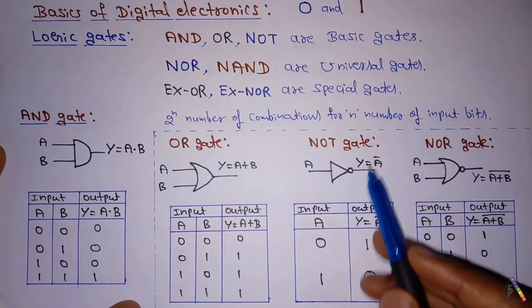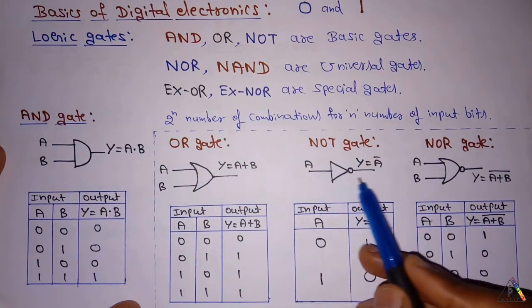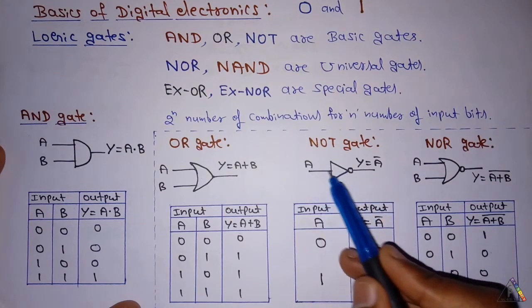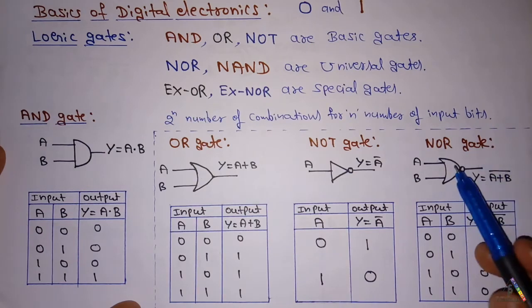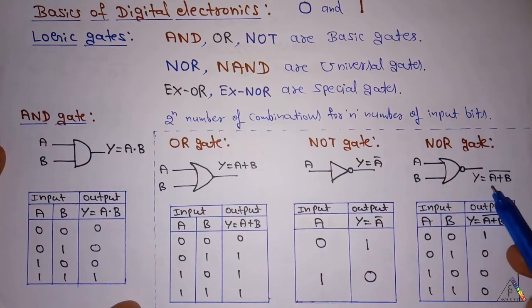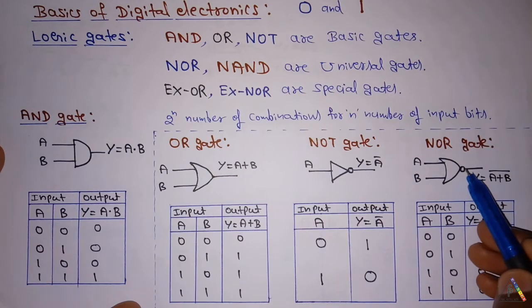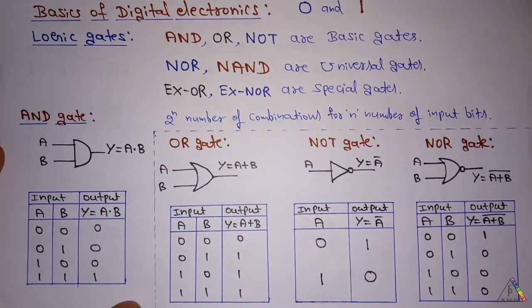And this is the NOT gate with the input A, and the output will be the complement of the input, and this is the truth table of the NOT gate. And for the NOR gate, with the inputs A, B, the output will be the complement of A plus B. This bubble indicates the complement of the OR gate. This is the truth table of the NOR gate.